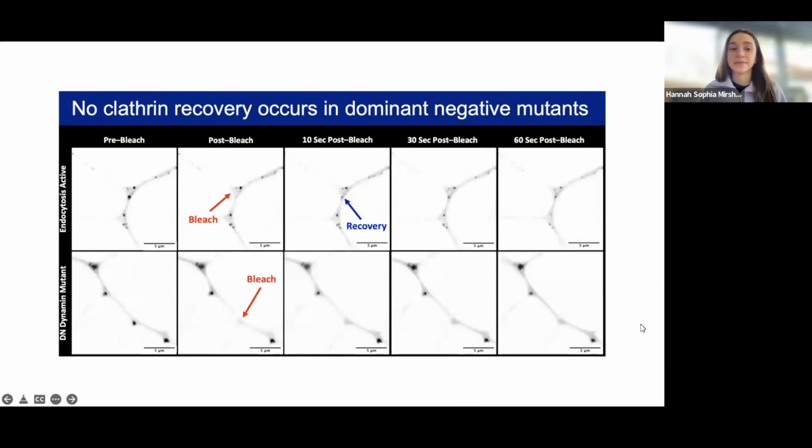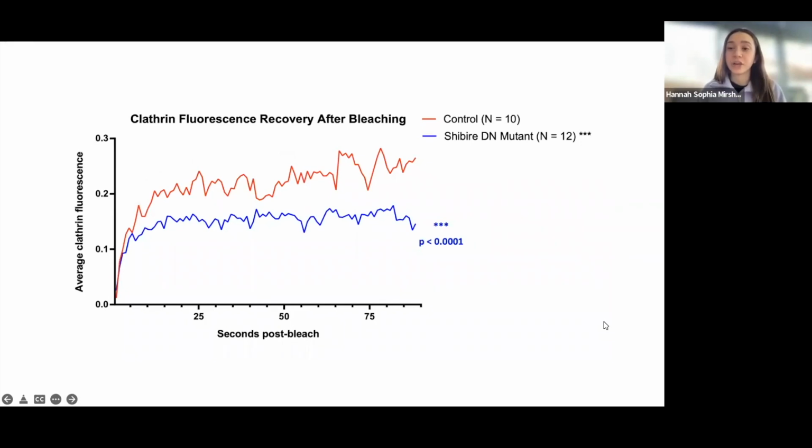We then looked at clathrin activity when endocytosis was constitutively blocked. And in order to constitutively block endocytosis, we used a dynamin dominant negative mutant, which completely blocks out dynamin activity and arrests endocytosis at its scission step. When endocytosis was active, we saw again that after bleaching the clathrin puncta, it recovered quite quickly. However, in the dominant negative mutant, when endocytosis was blocked, we saw that after bleaching the clathrin puncta, there was essentially no recovery happening. And these results go to support that stationary clathrin puncta are constantly undergoing exchange. And when we block endocytosis, we are decreasing this exchange.